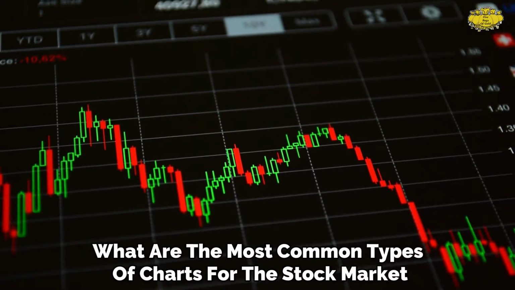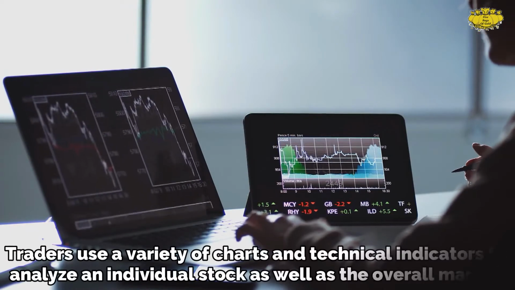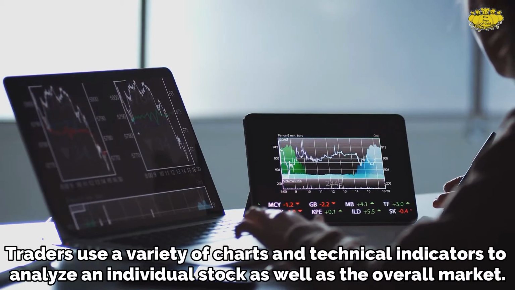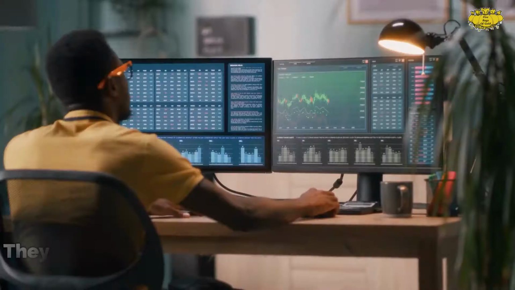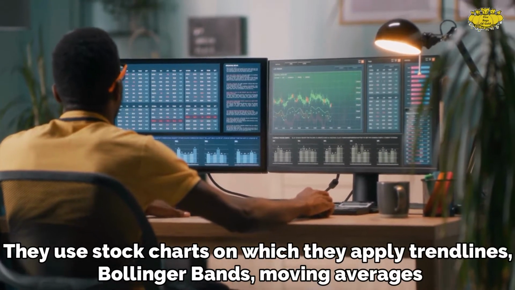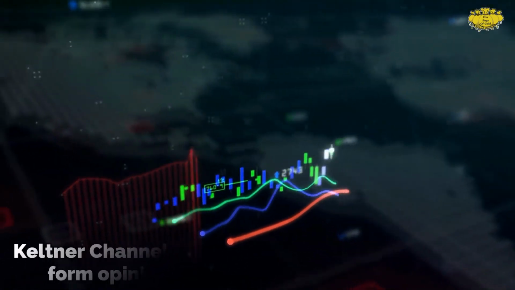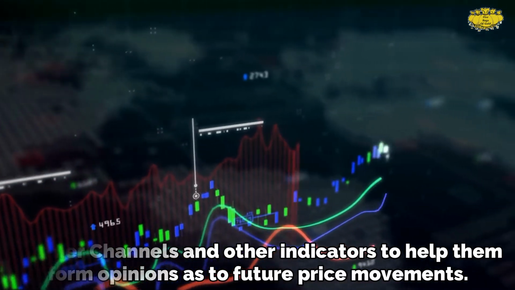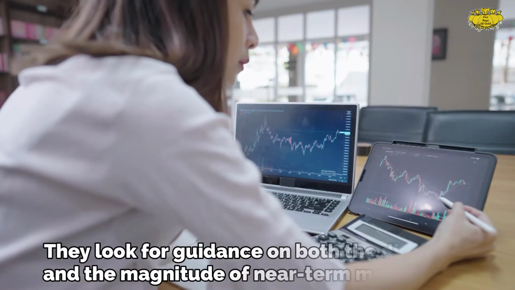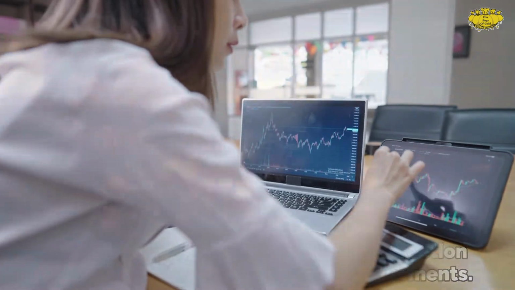What are the most common types of charts for the stock market? Traders use a variety of charts and technical indicators to analyze an individual stock as well as the overall market. They use stock charts on which they apply trend lines, Bollinger Bands, moving averages, Keltner channels and other indicators to help them form opinions as to future price movements.